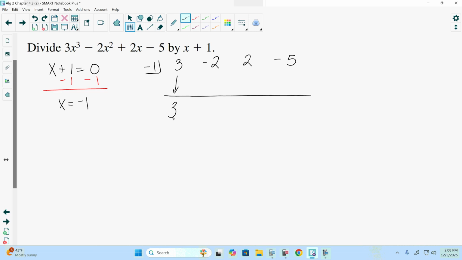Because at this point here, we're going to have negative 1 times 3 is negative 3. Then we add straight down. Negative 2 plus negative 3 is negative 5. Negative 1 times negative 5 is positive 5. 2 plus 5 is 7. Negative 1 times 7 is negative 7. And lastly, negative 5 plus negative 7 is negative 12.